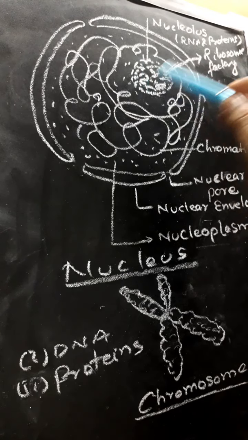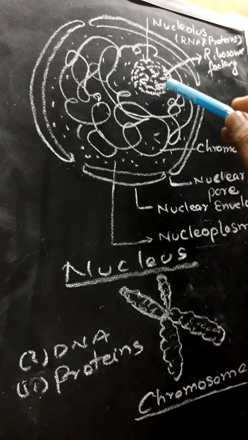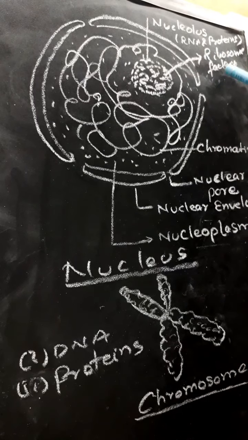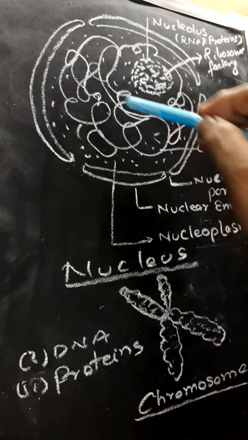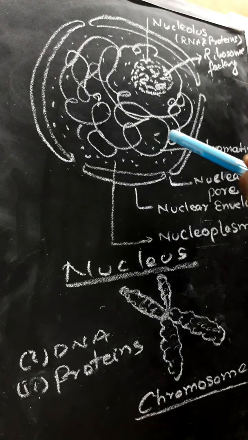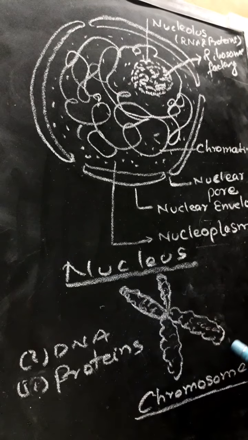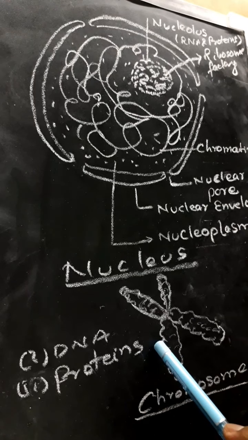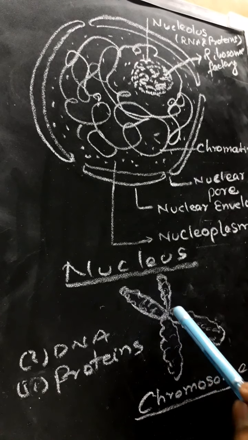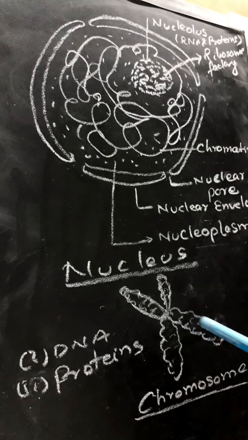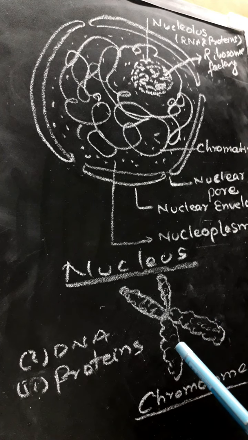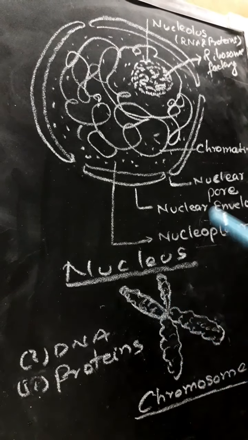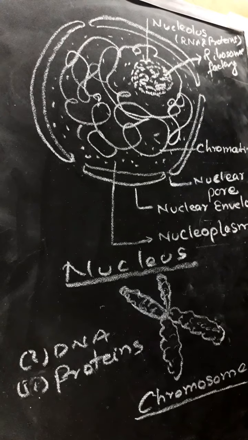This nucleolus is rich in RNA and protein. It is responsible for ribosome synthesis, so it is also known as the ribosome factory. Now this thread-like structure is called chromatin material. It takes the shape of chromosomes during cell division. It is rich in DNA and proteins. It contains hereditary material, which contains hereditary characters and is responsible for the transfer of characters from one generation to another. In this way we have seen the nucleus and its components.